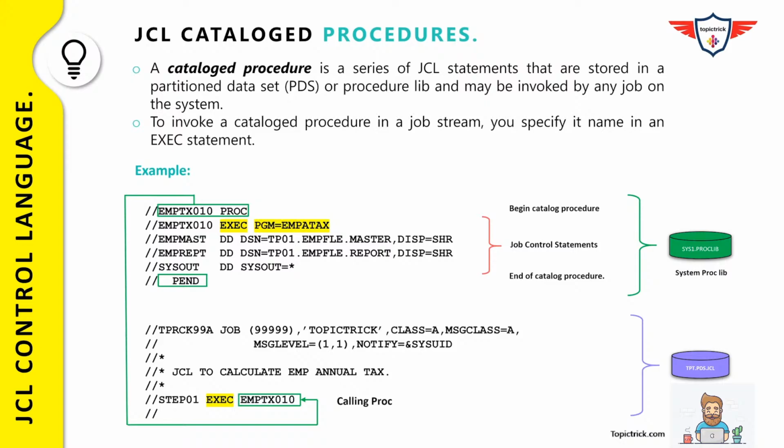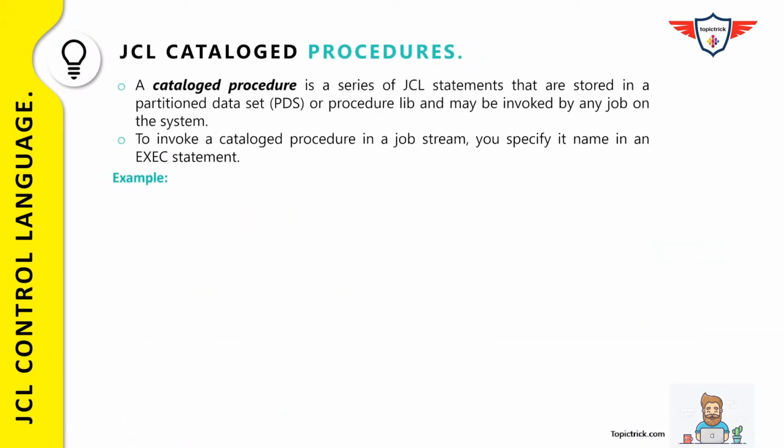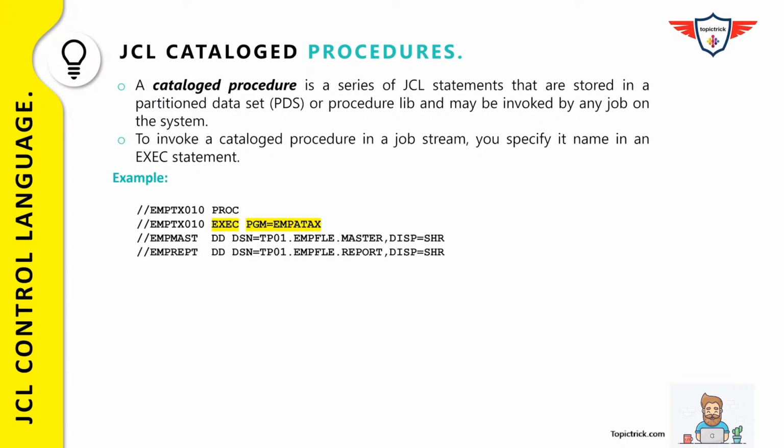So far we have discussed what a catalog procedure is and how you can invoke a catalog procedure if it is stored in the system library, that is SYS1.PROCLIB. Now let's try to find out the answer to our interview question: in case you store a catalog procedure in your private library, then what is the way of invoking it? Do you do it in the same way, or do you need some additional steps?